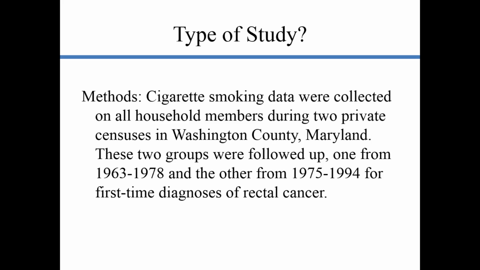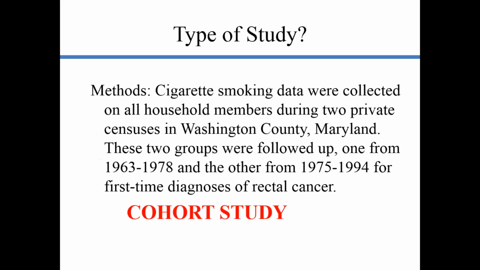Sometimes it's not always clear. It boils down to what the investigator intended to do when they collected the data. More important than whether it's historical or prospective is that you understand it's a cohort study and that it has a forward directionality. Cohort study.